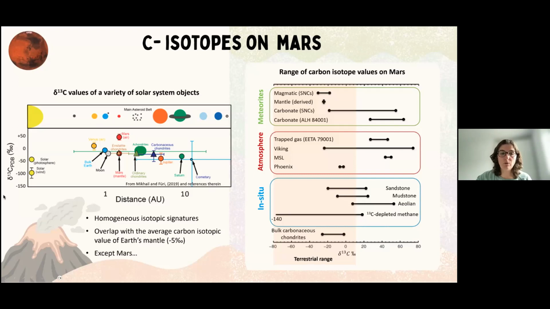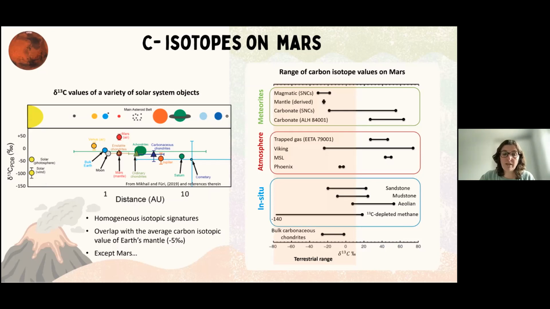Then delta carbon 13 from the atmosphere shows a wide range. Here in the Viking, measured from almost 30 per mil to nearly 80 per mil, which is significantly higher than the atmosphere on Earth, but it's also not surprising, as the chemistry works exactly the same as on Earth. So the light isotope is escaping more easily than the heavy isotope in the Martian atmosphere, which makes this atmosphere enriched in carbon 13.